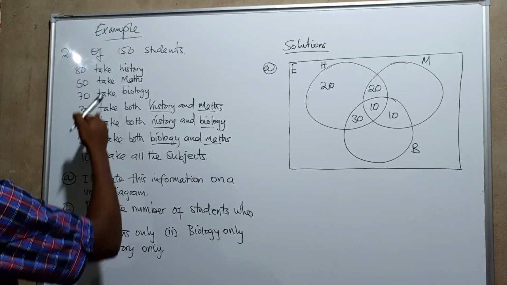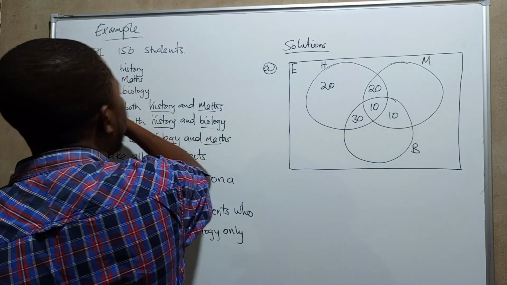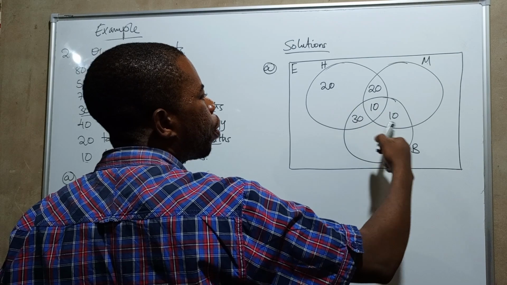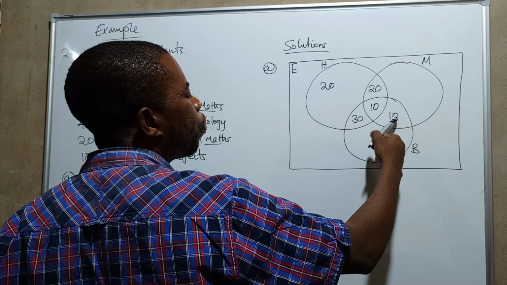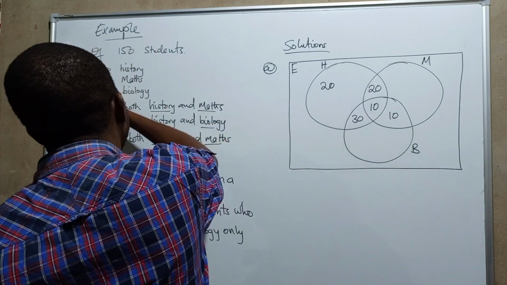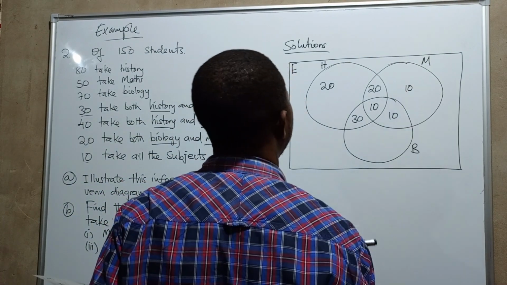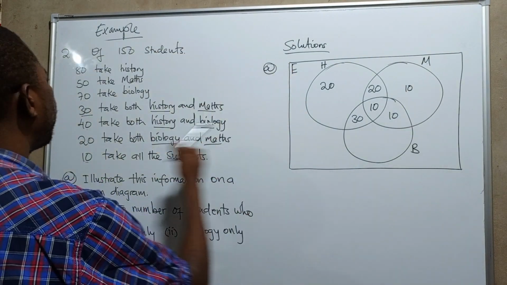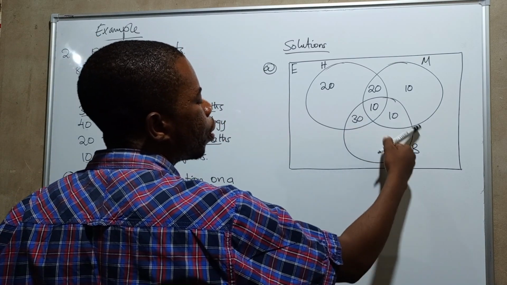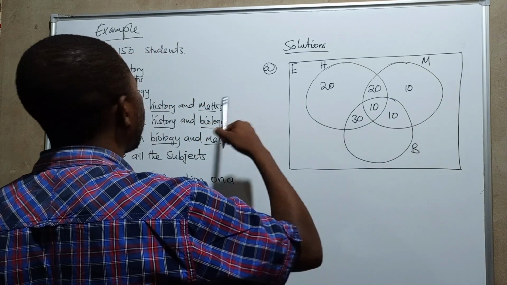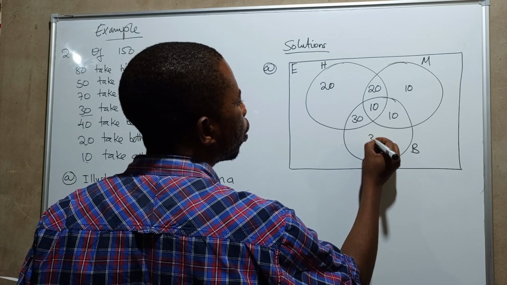Then you come to maths. Maths you have 50. From here you need to have 50. So you have 20 plus 10 plus 10, which is 40. So 50 minus 40, you remain with 10, write it there. Then you come to biology, 70. But here you have 30 plus 10 plus 10, which is 40. So 70 minus 40, you remain with 30 here.